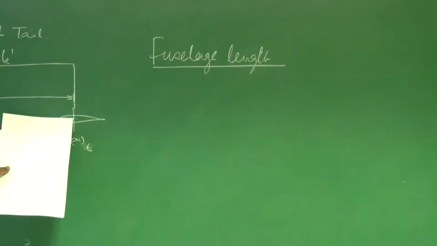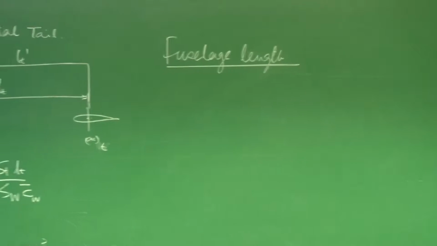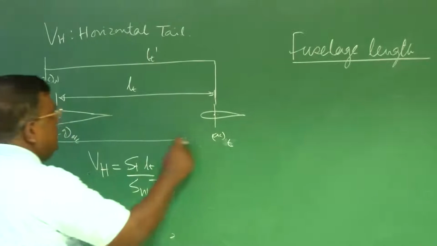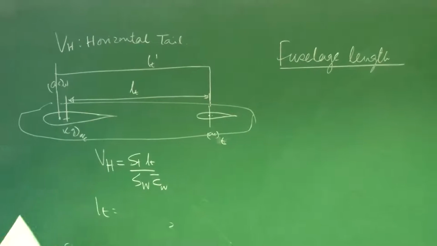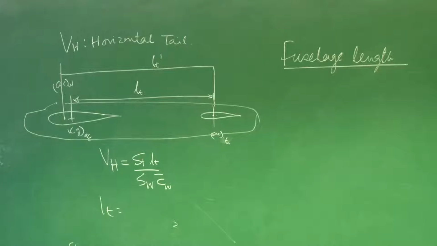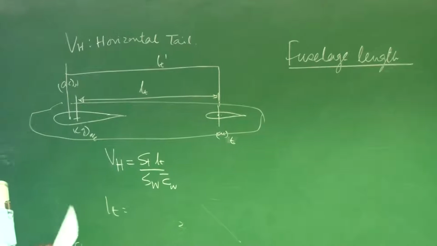Because after all, we are going to install the tail, wing, that will be on the fuselage. So I need to know where to locate it depending upon the fuselage length. How do I get what should be the fuselage length and the diameter? Again, you understand that is decided by the purpose.